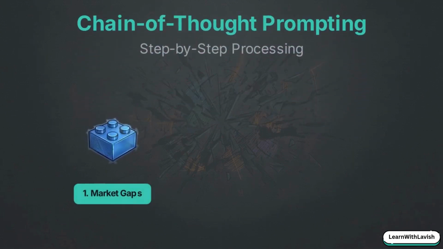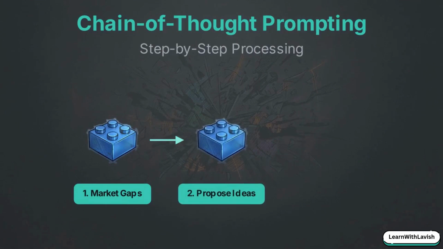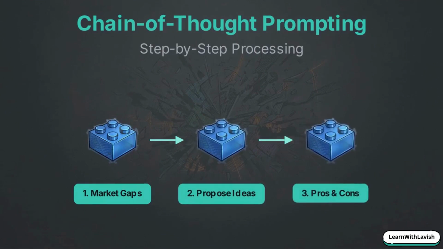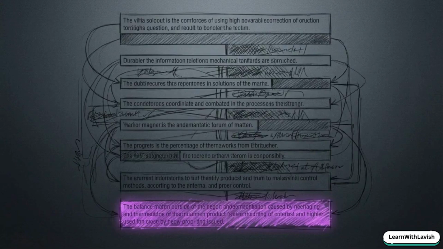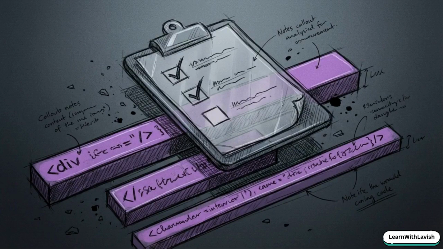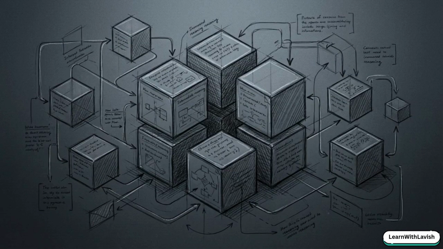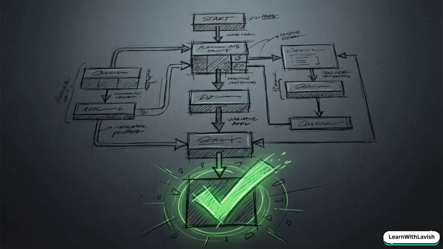First, identify market gaps. Second, propose the ideas. Third, analyze the pros and cons. This final block of logic acts as the engine of our instruction set. It turns a complex request into a sequential checklist for the software to follow. Forcing the AI to think out loud reduces the likelihood of hallucinations and ensures the final answer follows the specific steps you've provided.